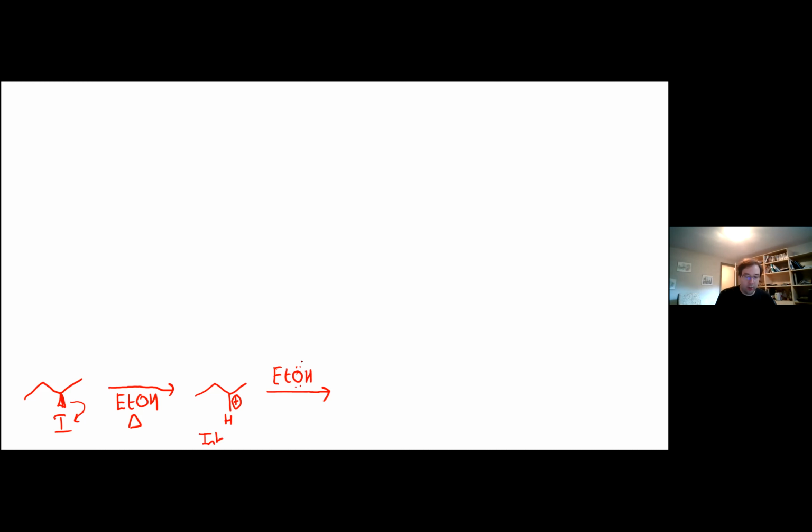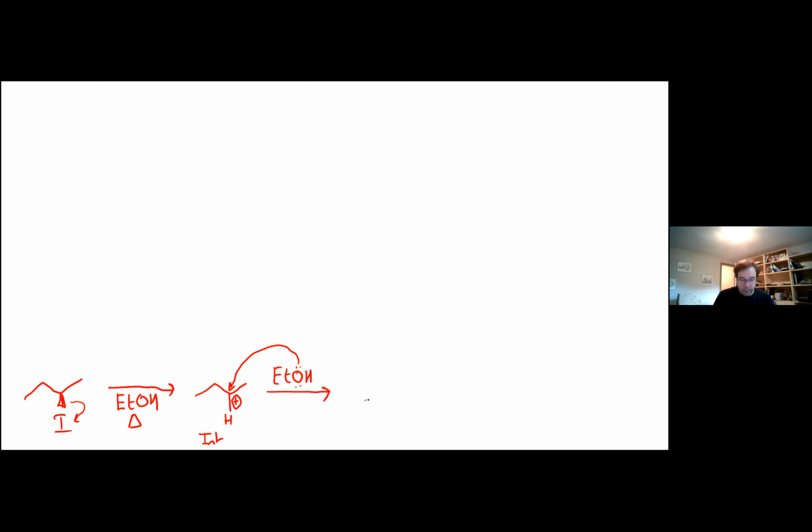And now ethanol is going to come in. It can come in from the top face. It can come in from the bottom face. It doesn't have this selectivity. Like in the previous case, the cyanide had to come in from the antibonding orbital of the carbon-iodine bond. We don't have that. We got two equal lobes on these p orbitals.